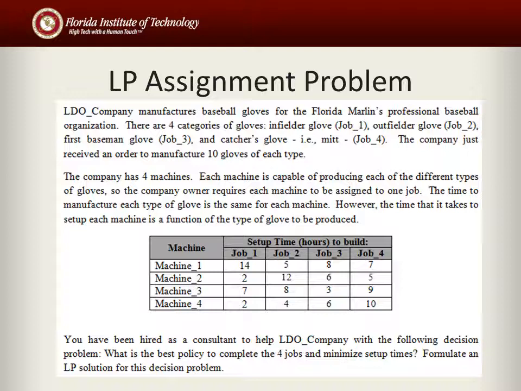You have been hired as a consultant for the company to help them with the following decision problem. What is the best policy to complete the 4 jobs and minimize setup time? What you have to do is formulate an LP solution for this decision problem. You have to make assignments in order to minimize setup times. That's your objective right there. The idea is, am I going to assign machine 1 to job number 1, or job number 2, or job number 3, or job number 4? And am I going to assign machine 2 to job number 1, or 2, or 3, or 4, and so forth? You have 4 machines and 4 jobs, so that's a balanced problem.